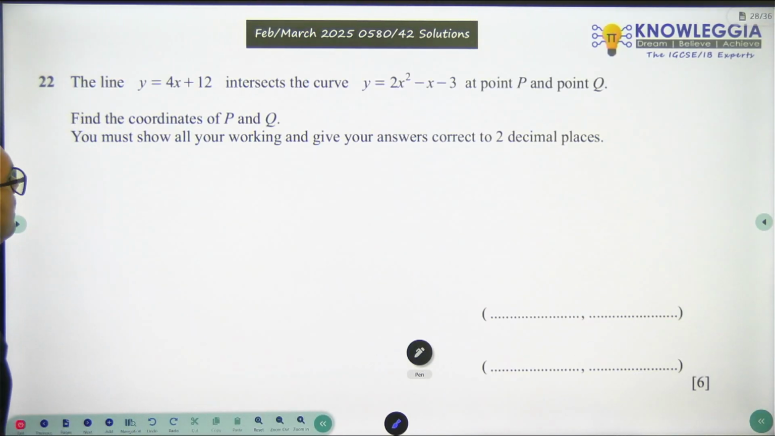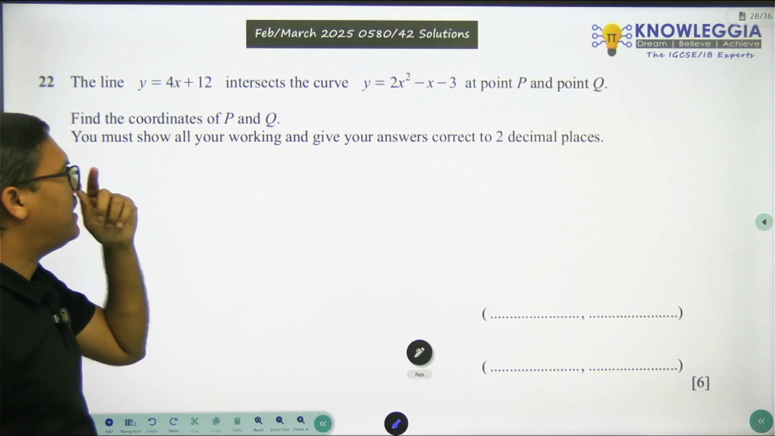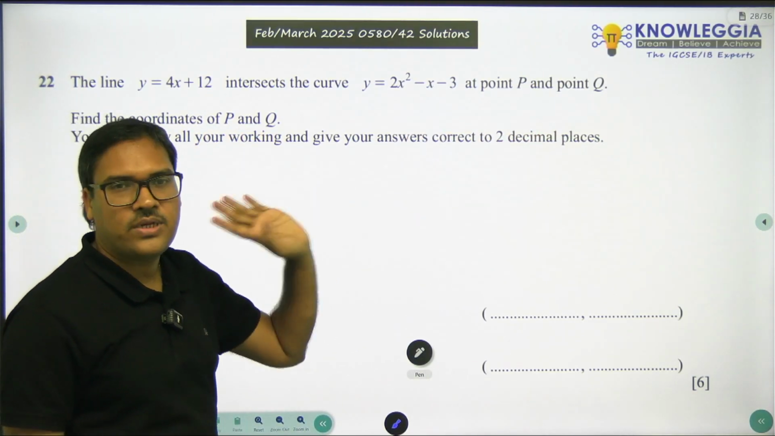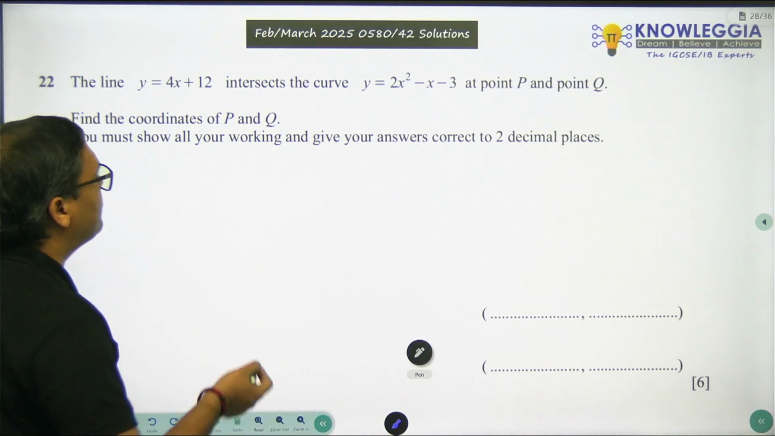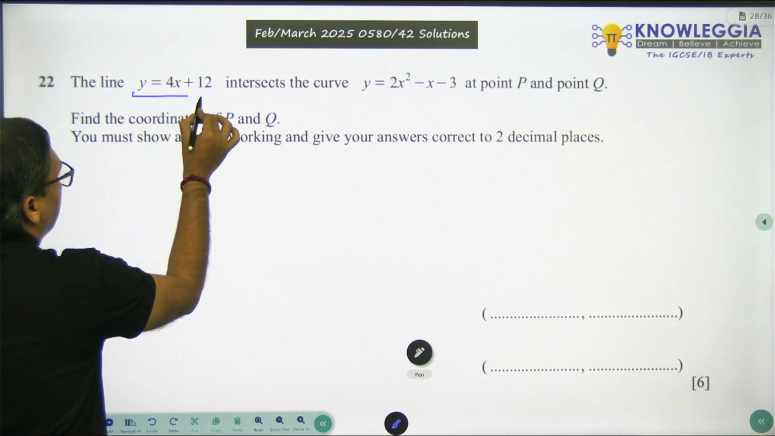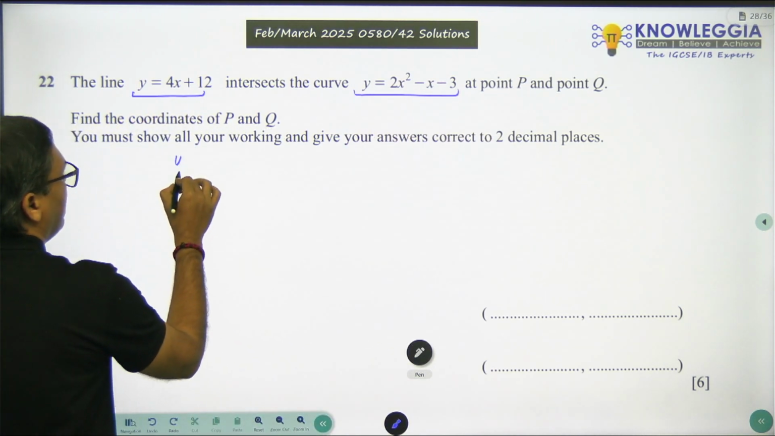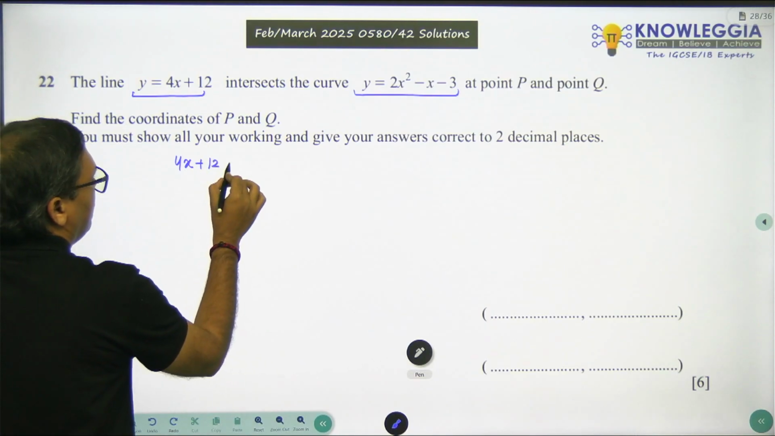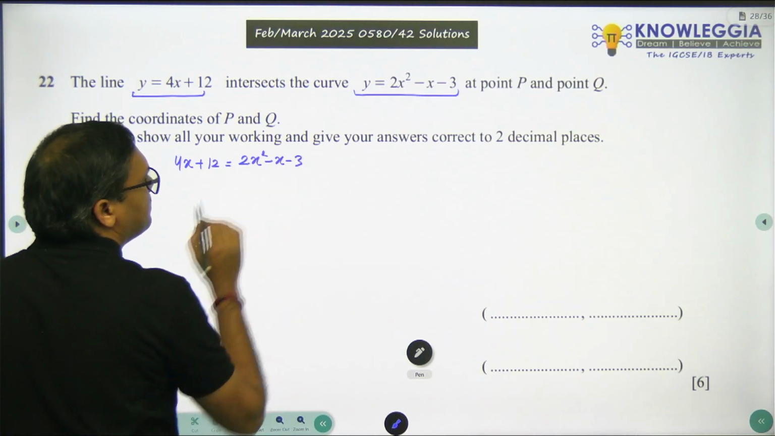So now the question is: the line intersects this curve at P and Q. Find the coordinates of P and Q. Give all the working. Show the answer to two decimal places. So how to solve two equations? Simultaneous equations. For the point of intersection, they will be equal. So 4x plus 12 will be equal to 2x square minus x minus 3.